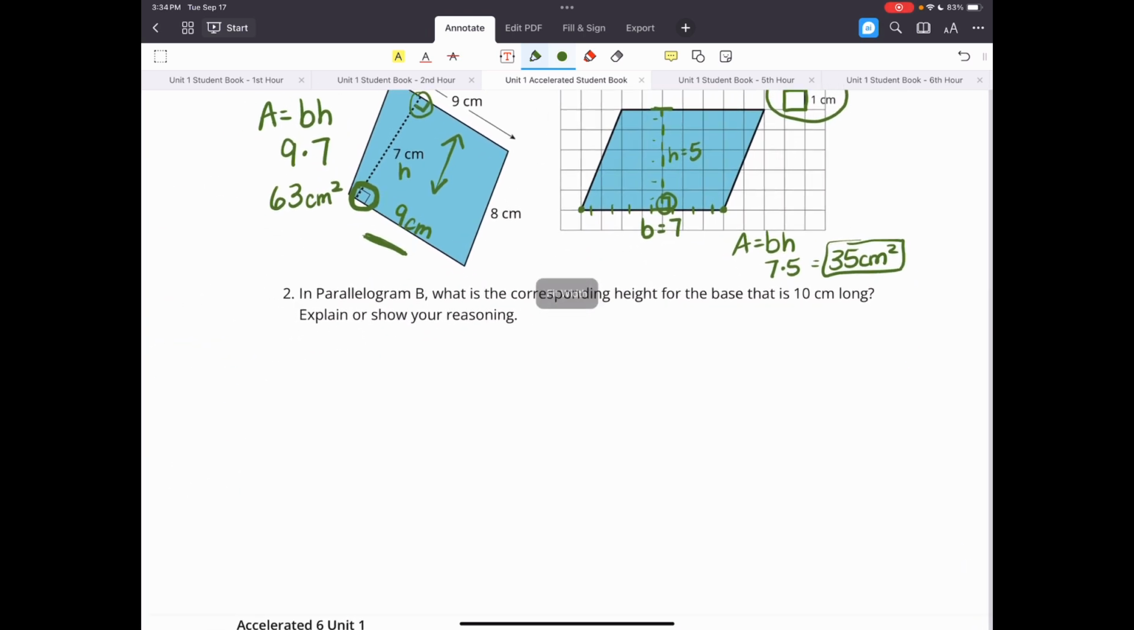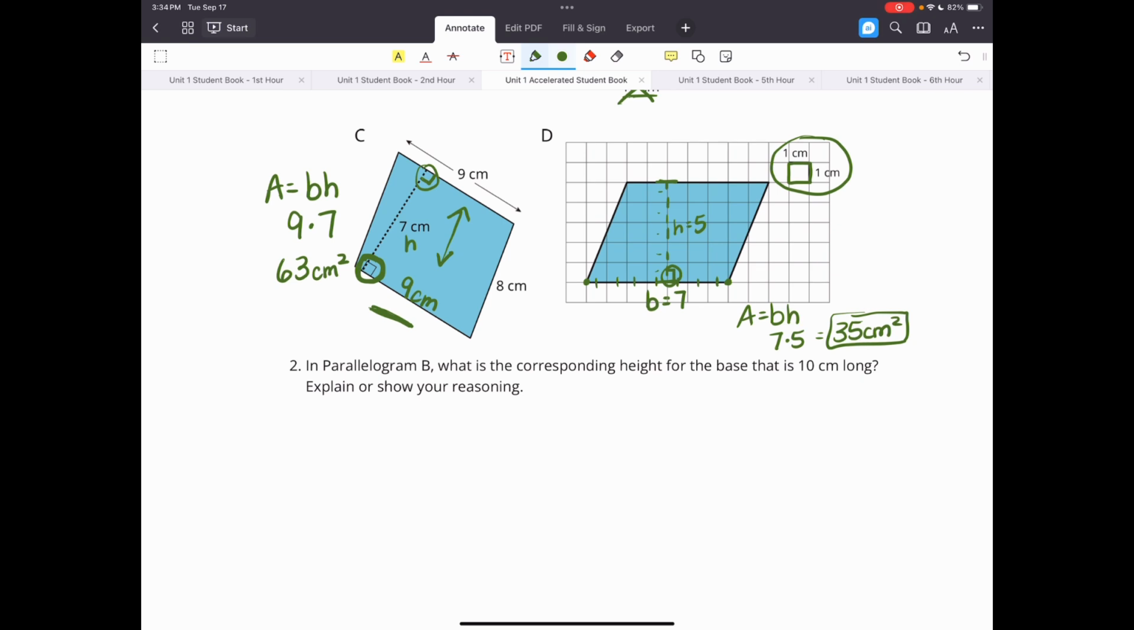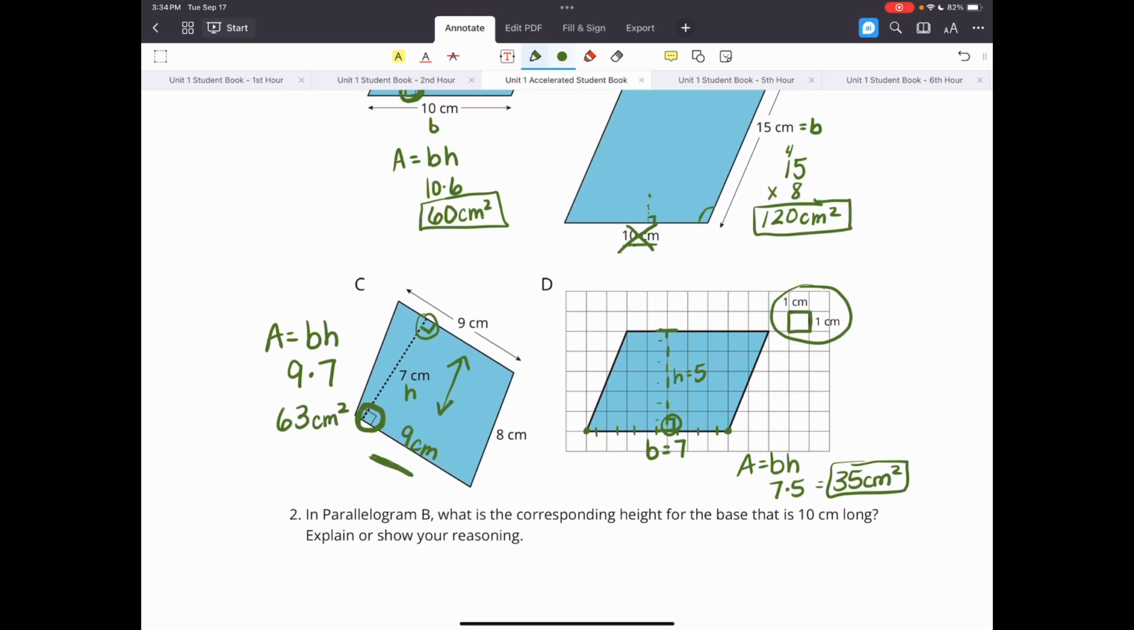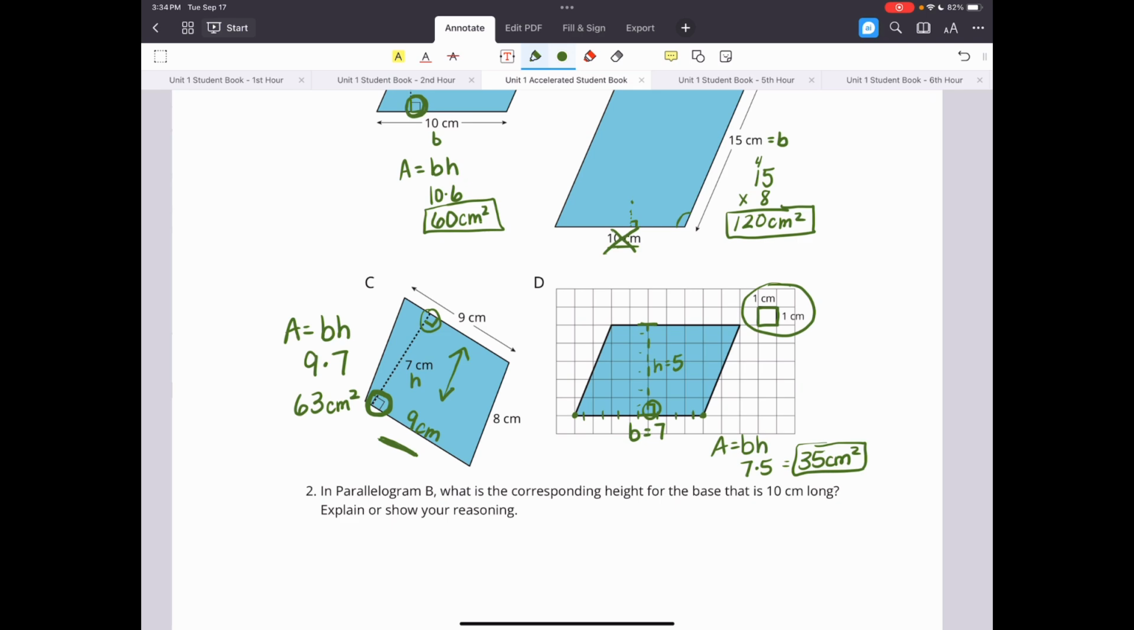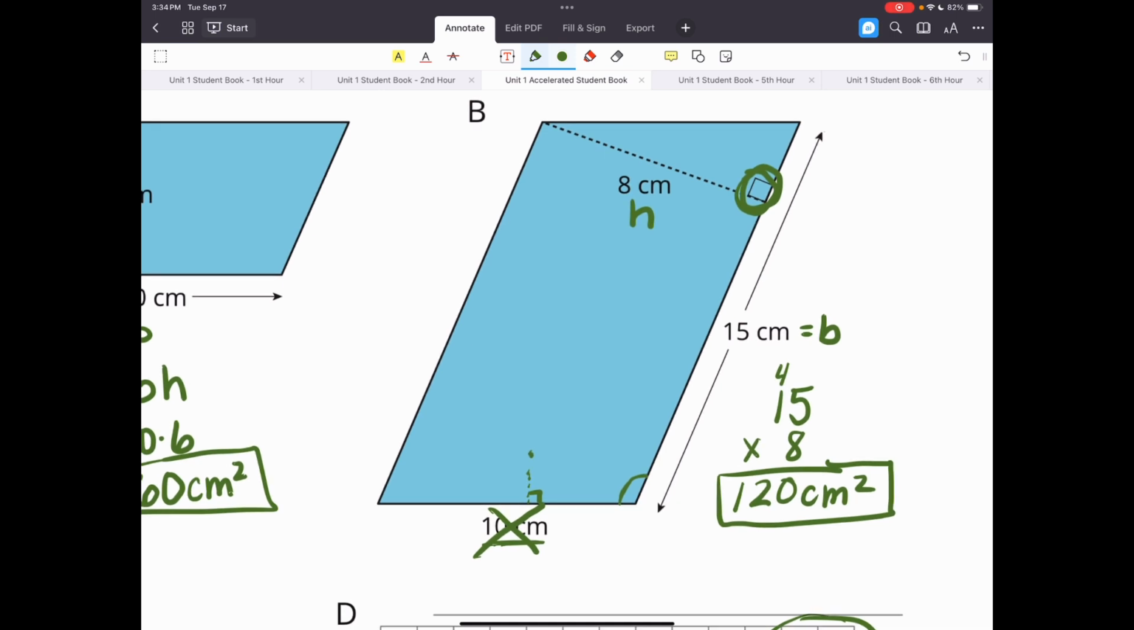So it says in parallelogram B, what is the corresponding height for the base that is 10 centimeters long? So explain your reasoning or show your reasoning. So what I want you to do is I'm going to have you do this with me.